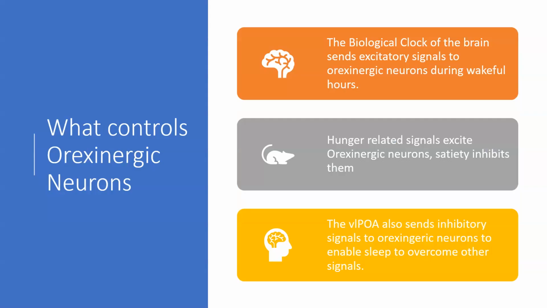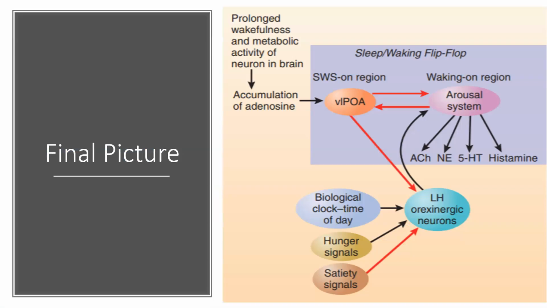So what affects orexinergic neurons? The biological clock sends excitatory signals to orexinergic neurons during wakeful hours. Hunger excites orexinergic neurons, whereas satiety inhibits them. And then the VLPO also sends inhibitory signals to orexinergic neurons to enable sleep to overcome other signals, which is kind of funny because it means that sleep will always have the final word. Eventually you will have to go to sleep, and it's actually built into your system that you will have to sleep eventually.